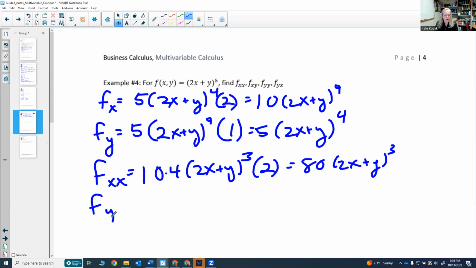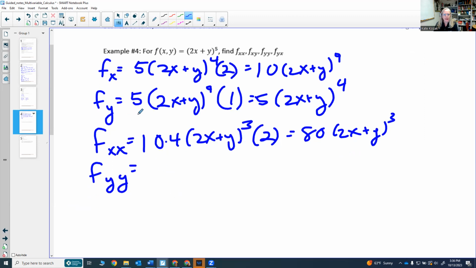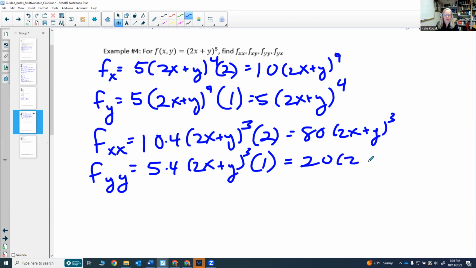The partial derivative of f with respect to y and y, I should say it that way, is again using the chain rule. You're going to take the 5 times 4 times (2x + y)^3, then times the derivative of the inside, which is just 1 with respect to y. So you get 20 times (2x + y)^3.